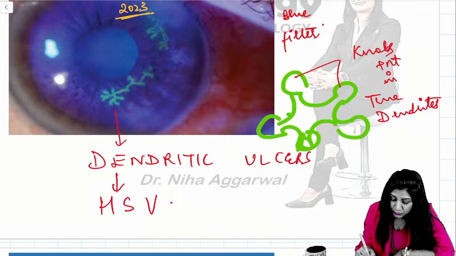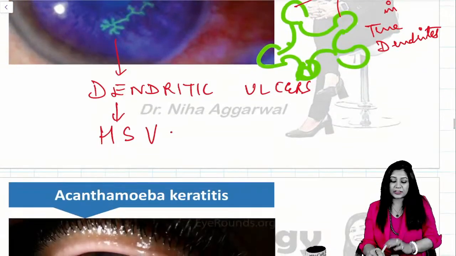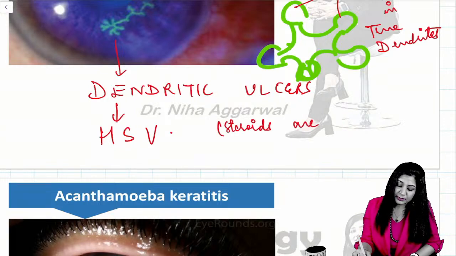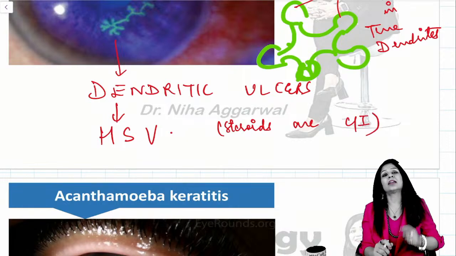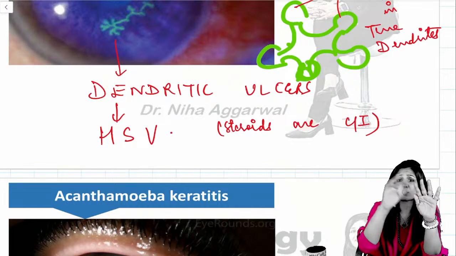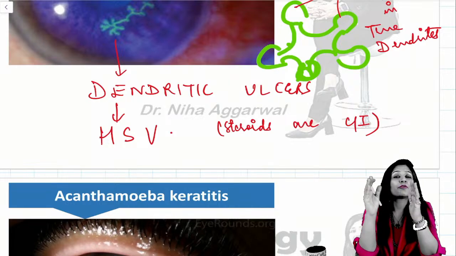So whenever you are having these kind of ulcers, always remember that steroids are contraindicated. Another important PYQ, here steroids are contraindicated because they can hasten the formation of larger ulcers. So we can have collision of the knobs and it will form a larger ulcer.